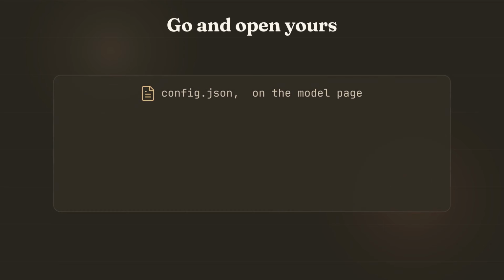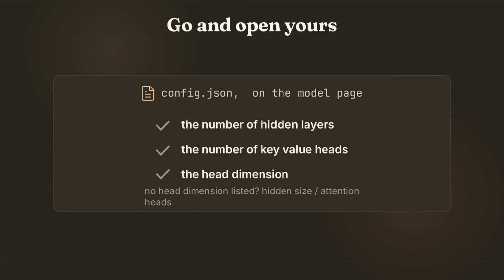So go and open the config file for the model you're actually serving. On Hugging Face, it's called config.json, and it's right there on the model page. You're looking for the number of hidden layers, the number of key value heads, and the head dimension. And if there's no head dimension listed, take the hidden size and divide it by the number of attention heads. Multiply those the way we just did and write the answer down because everything else today is that one number multiplied by something.